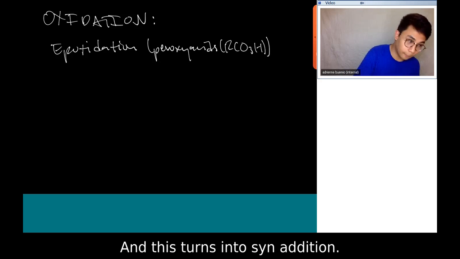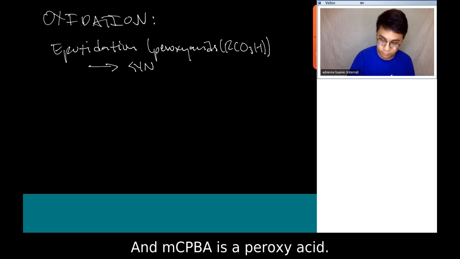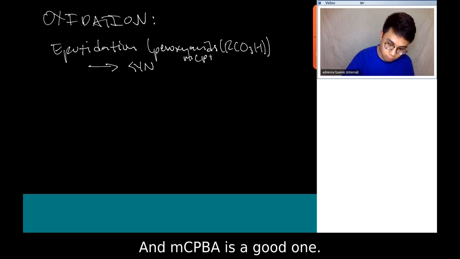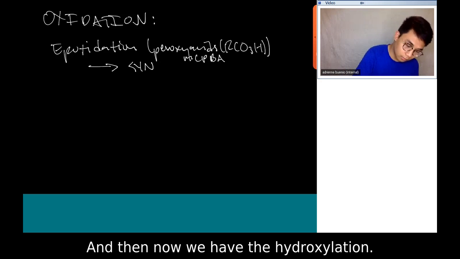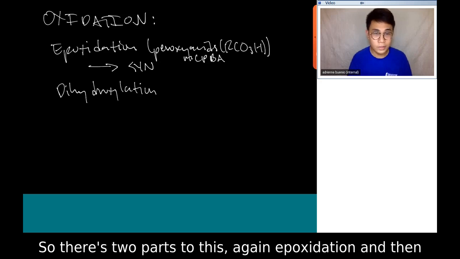And this turns into syn addition, right? And MCPBA is a good peroxy acid. MCPBA is a good one. And then now we have dihydroxylation. Sorry. Dihydroxylation, right? So there's two parts to this. Again, epoxidation.